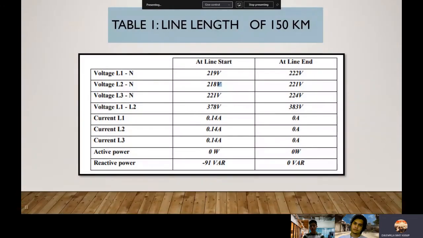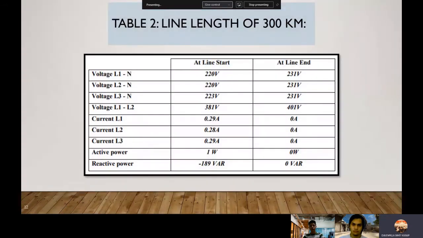This is the table for the line start and then for the line end. This table is for line length of 100 km, voltage. And then this table 2 is for the line length of 300 km, for the line start and then the line end.